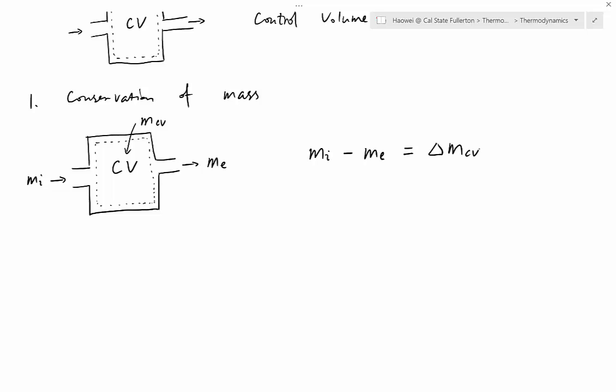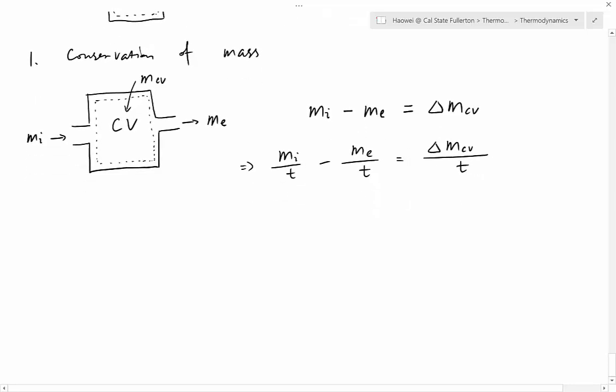But this is not usually the format we use because the fluid is always flowing. So we do not usually use M, we use something different. What is it? We're going to divide every term by time. So this equation becomes Mi over time minus Me over time, and right hand side becomes delta MCV over time. Okay, and then M over T has a name. M over T, we call it M dot. So M dot I minus M dot E.